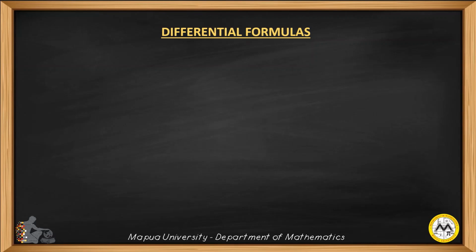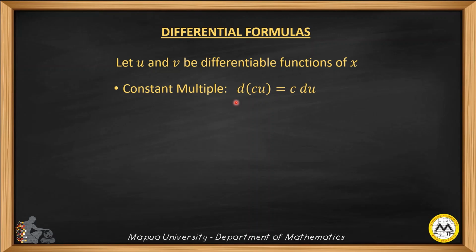To work out the differential of some differentiable functions u and v, we have this differential formula. Let u and v be differentiable functions of x. On this basis, the differential of a constant times the function u is equal to the constant c times the differential of u. The differential of the sum or difference of the functions u and v is equal to the sum or the difference of the differential of u with the differential of v.